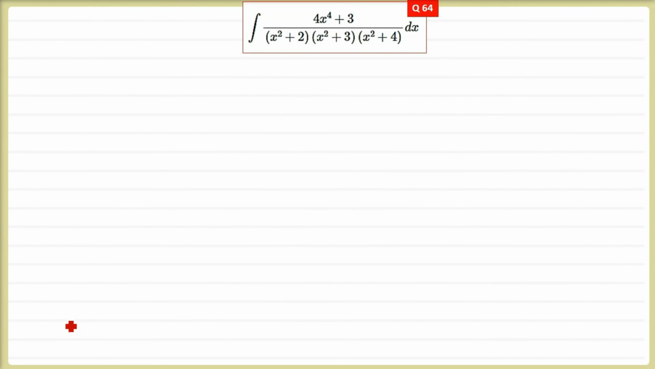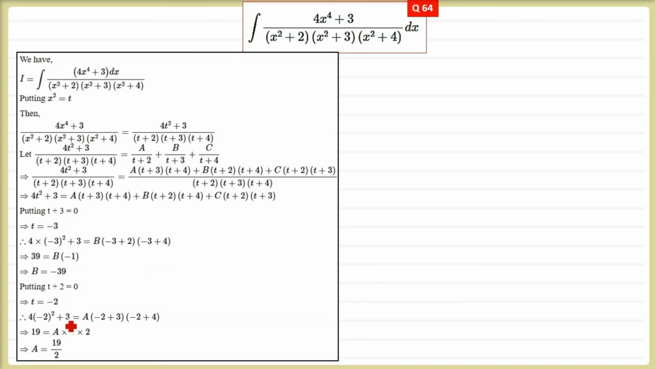Now, as this was a very straightforward question, because it seems to be a big question, but it's not. Only x square can be taken as t, and then the solution can be proceeded, and finally a, b, c computed.